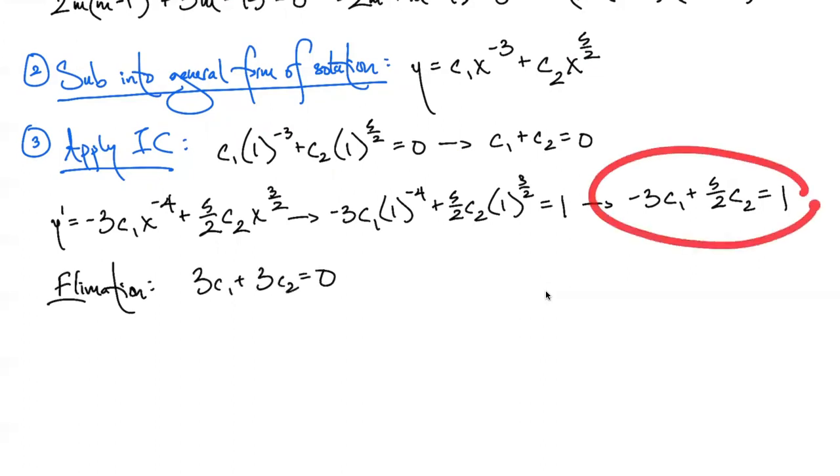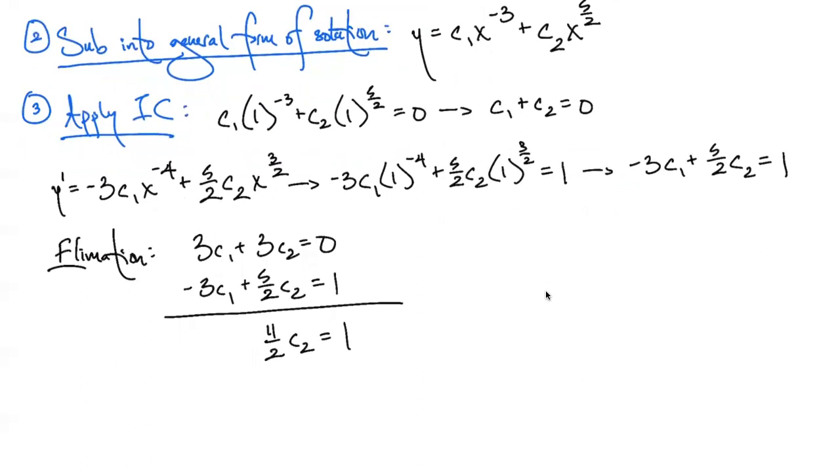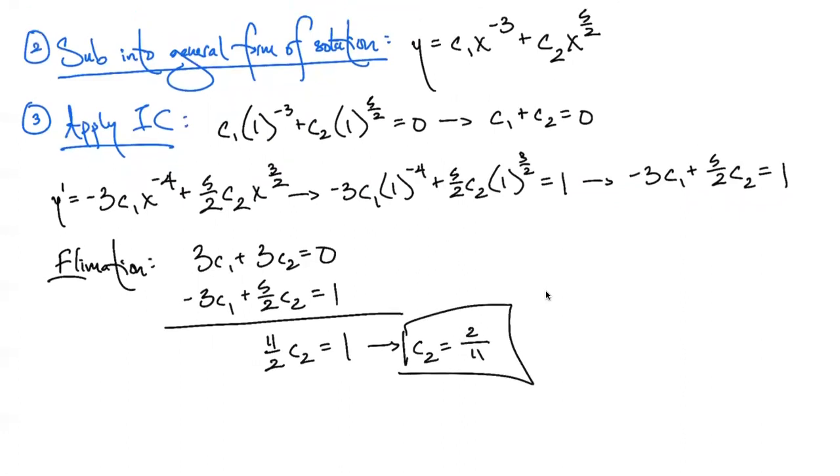And when I stack that on top of the other equation, negative 3c1 plus 5 halves c2 equals 1, I can see that I'm going to get 1 on this side, and I will end up with 11 halves c2 on the left-hand side. And so this gives me a c2 value of 2/11. And since c1 plus c2 equals 0, I know this means that c1 equals negative 2/11. Okay.